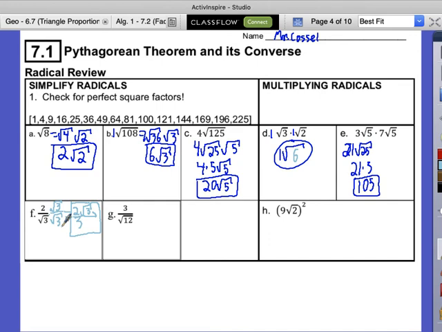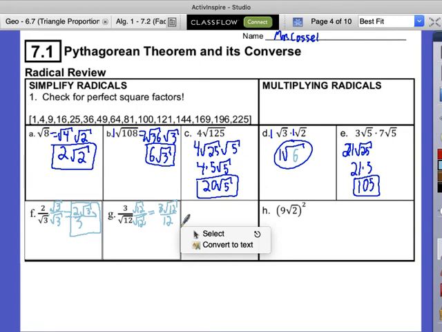Here, 3 over the square root of 12. We want to do the same sort of thing. So, what would we multiply the top and the bottom by? Square root of 12. And that gives us 3 square root of 12 over what? 12. Or square root of 144, which is 12.